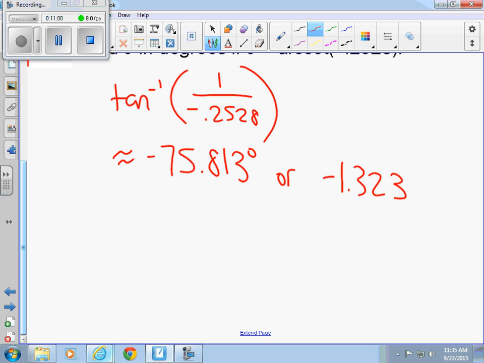180 minus 75.813. And what did we get? 104.187. Okay, that makes more sense. On cotangent inverse, if it's just a tan inverse, your calculator just pops up the right answer. When you're trying to do cotangent inverse on the calculator, there's not a cotangent inverse button.